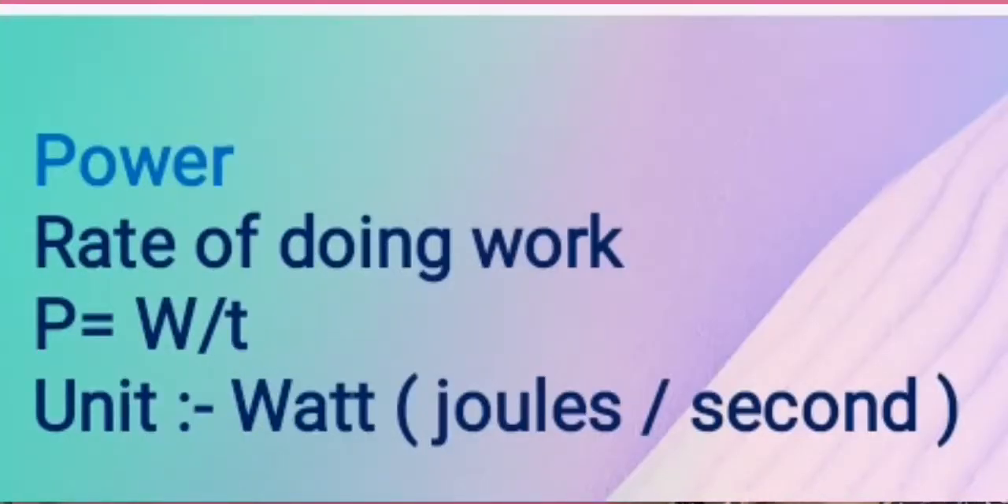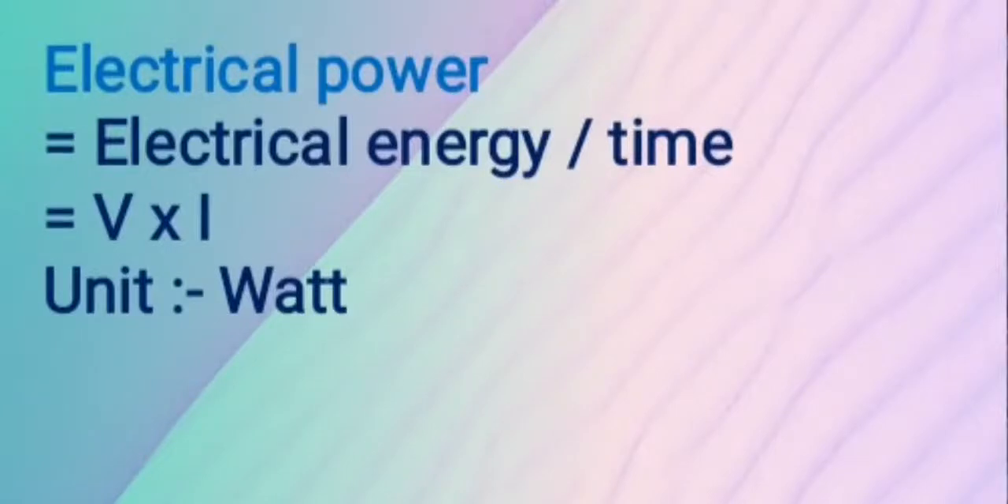Before touching the actual topic, let me explain some fundamental terms like power and load. What is power? Friends, on this screen you can see the definition of power and electrical power. Power is nothing but rate of doing work. It is equal to work done per unit time and it is measured in watt. On the other hand, electrical power is equal to electrical energy per unit time. It is equal to voltage into current and it is also measured in watt.